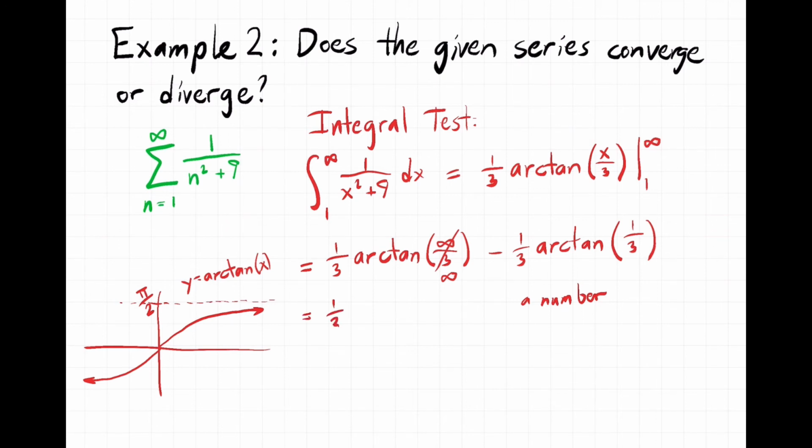We have 1/3 of pi over 2 minus some other number. Now, 1/3 of pi over 2, that's pi over 6. Point is, that's a number, and I don't actually care what the actual resulting number is. I know that my entire integral, this entire infinite improper integral, gave us a finite value in the end. So the integral converges. And that tells us that our series converges.